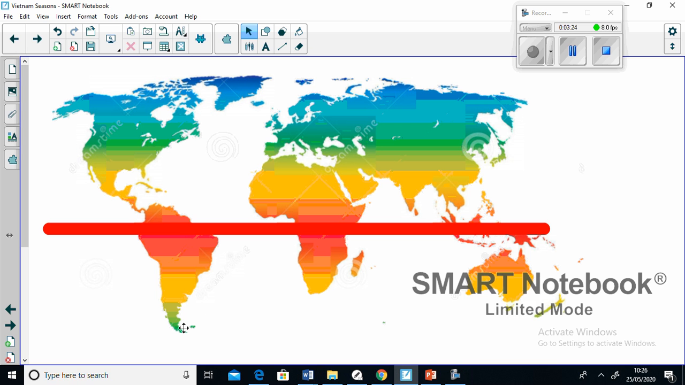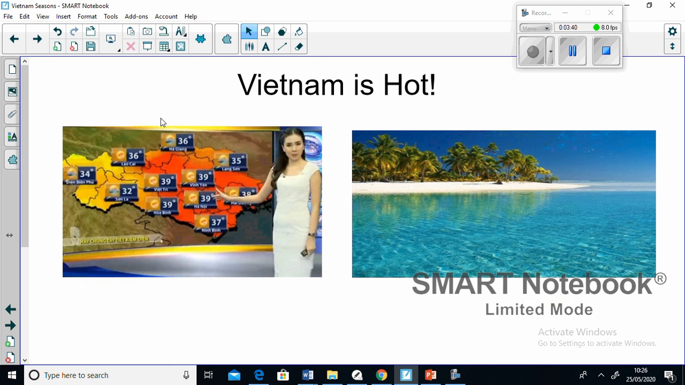Now, this is important because we've already identified that Vietnam, here in the southern eastern tip of Asia, is quite close to the equator. So the first discovery that we've made is that Vietnam is hot. And hopefully that matched up with some of the pictures that you've already explored, okay, of this Vietnamese weather forecast.